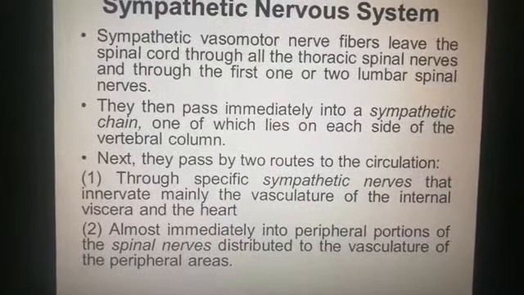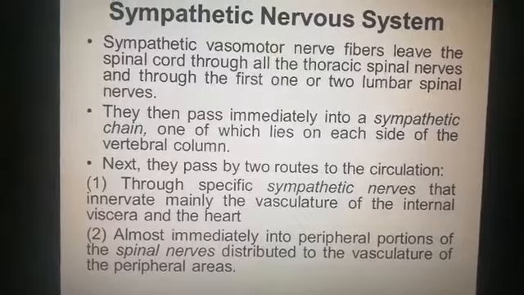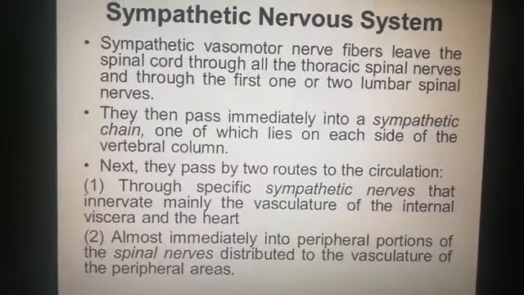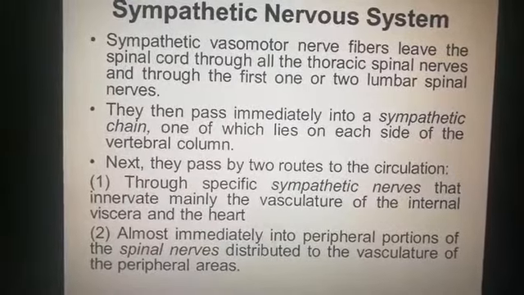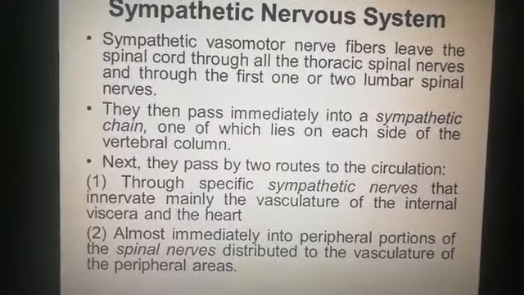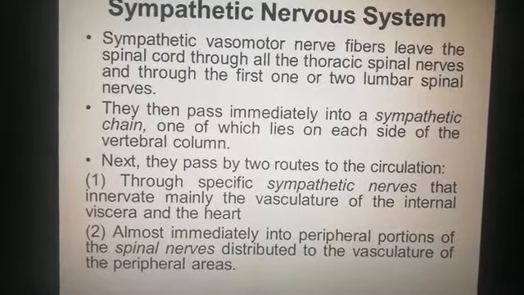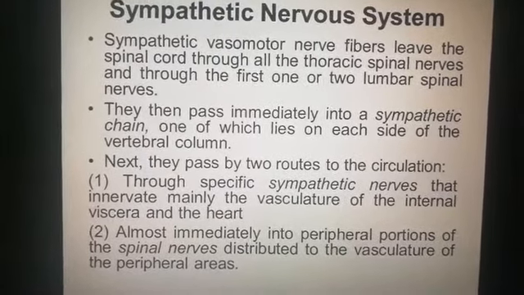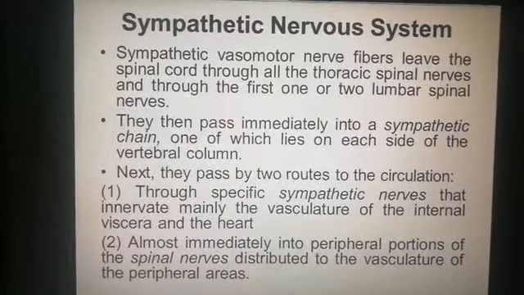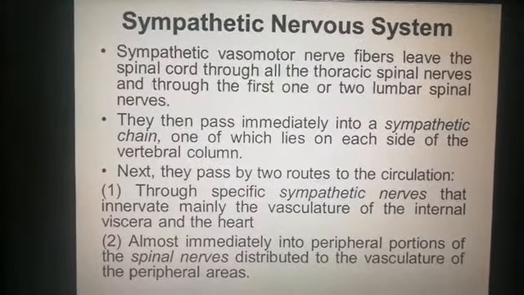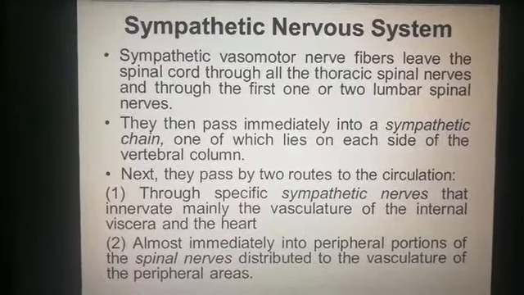Next, they pass by two routes to the circulation. Either the sympathetic nerve fibers pass to the internal viscera and the heart, or the other route is to the vasculature of peripheral areas, for example skeletal muscles. So the sympathetic nervous system has two routes, one towards the viscera and the other towards the peripheral areas.